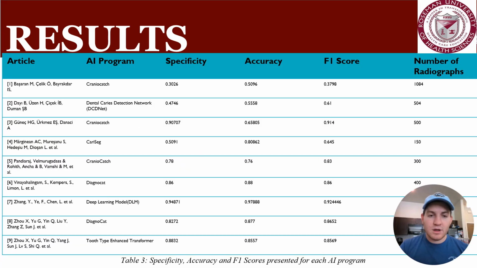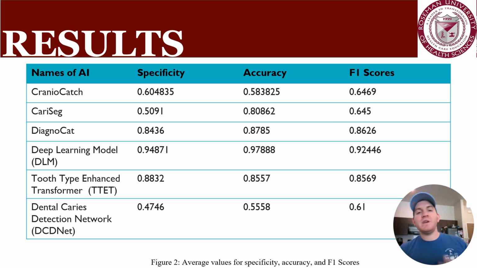We gathered all of the AI articles and so there were 9 of them, as discussed before in the methods. We had the associated AI programs, and then our team took specific performance metrics of specificity, accuracy, and F1 scores. And then we also indicated the number of radiographs with each article. This is kind of the meat and potatoes of the whole project right here.